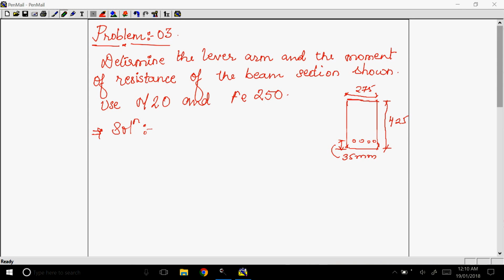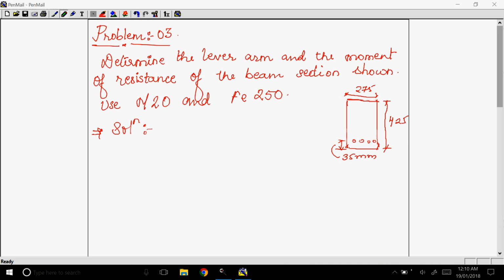Welcome to my fourth lecture on singly reinforced beam. I'll be doing problem number three. Determine the lever arm and moment of resistance of the beam section shown. Use M20 and Fe250. M20 is your concrete grade and this is Fe250. Refer to the section for calculating lever arm and moment of resistance.